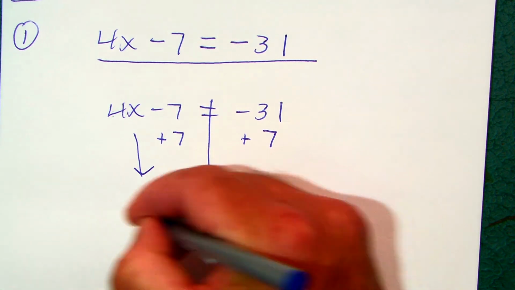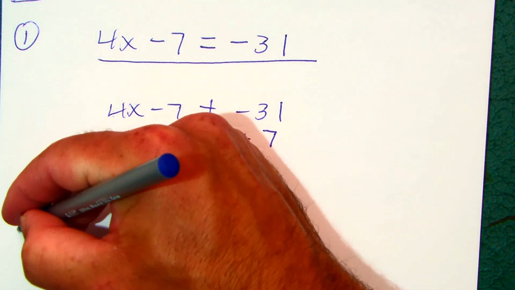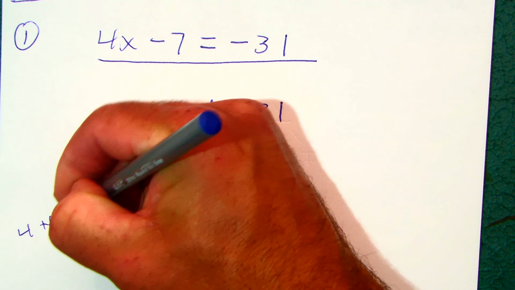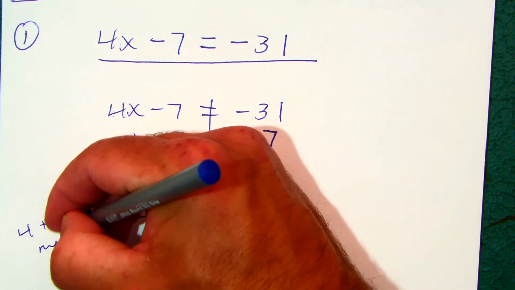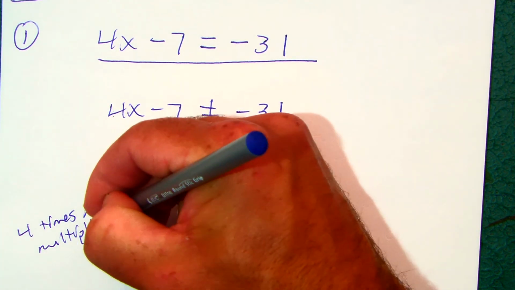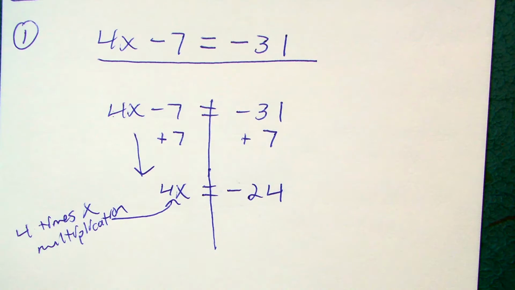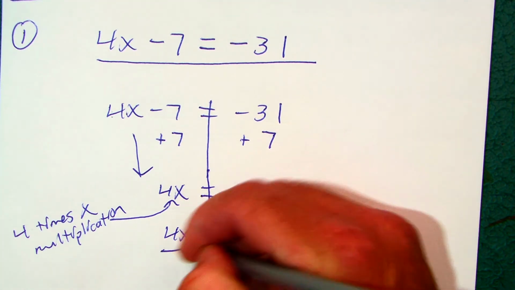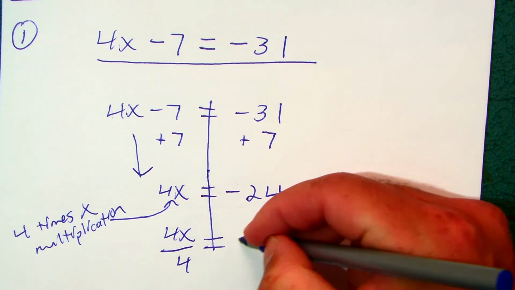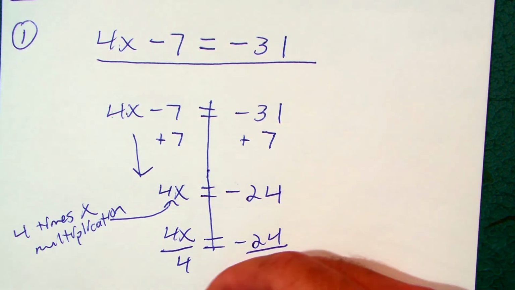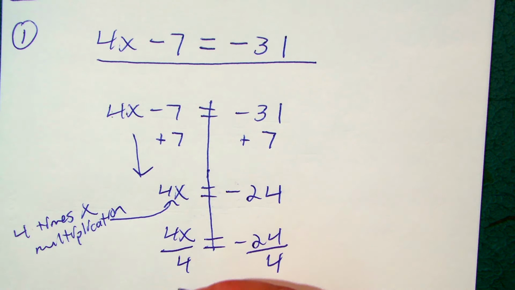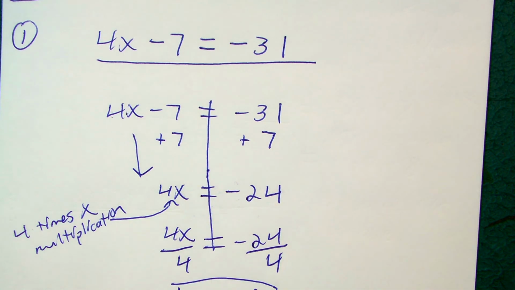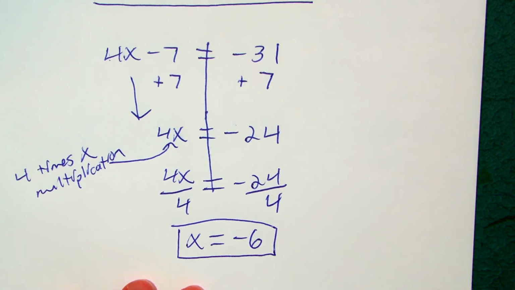So I have 4 times x equals negative 24. Again, let's make some little notes here. This is 4 times x, that's multiplication. So we have 4x equals negative 24, so we're going to divide both sides by 4. We get x equals negative 6 for our final answer there.